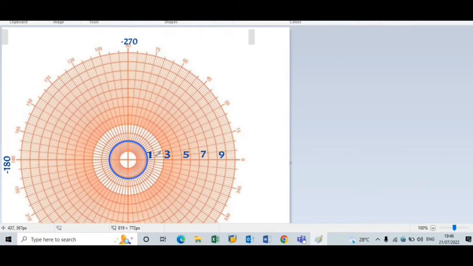Then for the next gap, we choose the next magnitude, where the difference between gaps is 1 dB. That is, the next number is 2 dB, then 3 dB, 4 dB, 5 dB, and so on. Here I have shown the magnitudes for the alternate circles.